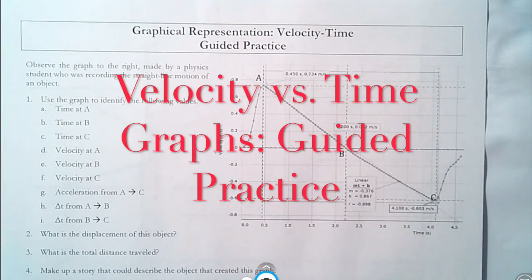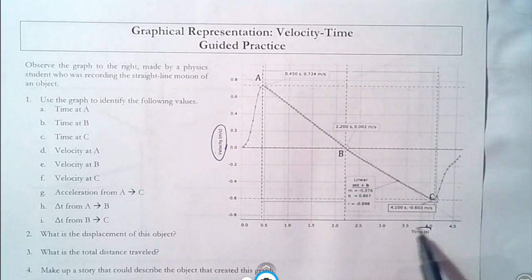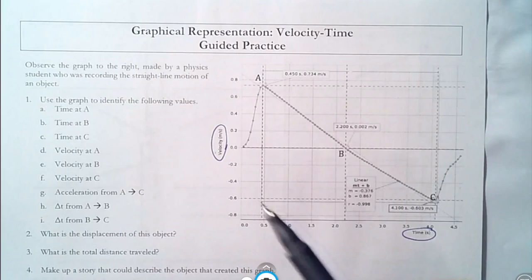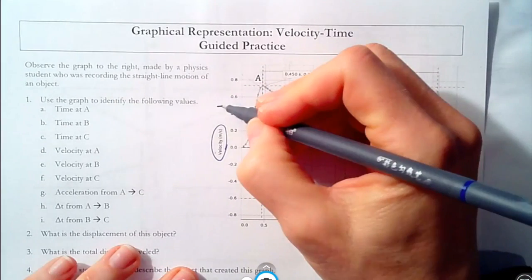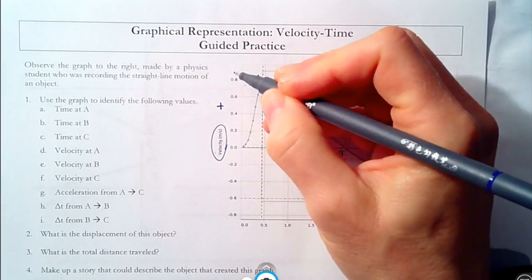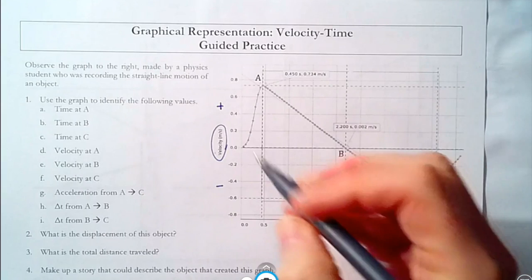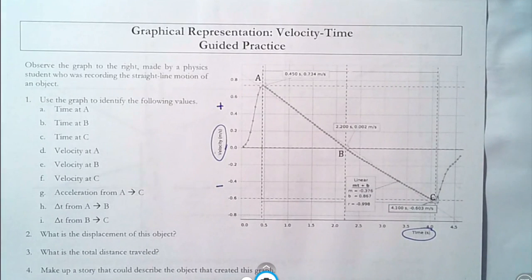Graph to identify the following values. So first of all, this is a velocity versus time graph. It's really important to check the axes and make sure you understand that these values are your velocities. Positive values mean moving forwards. Negative values mean moving backwards. So again, positive and negative values don't mean less than or greater than 0. They mean forward versus backwards.